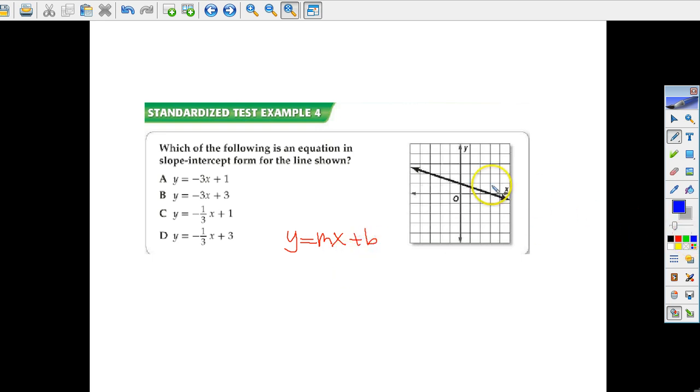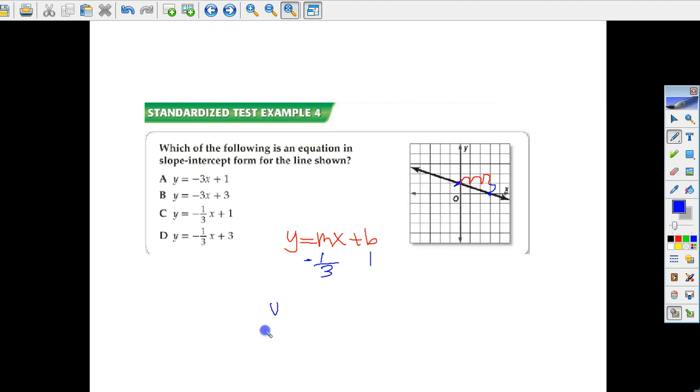Now, looking at this graph, my y-intercept is positive 1. So this is going to be 1 right here. For my slope, I'm going to find another point where it's on an intersection, so it meets on the dot here. I'm going to count how many I rise and then how many I run. So I rise 1, and then I run 1, 2, 3 to the left. So rise 1 over 3 to the left, that means negative. So that's my slope.